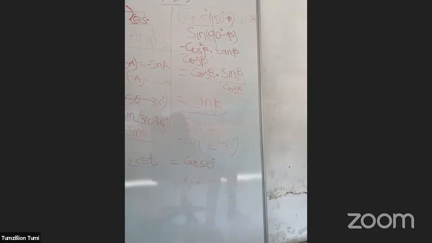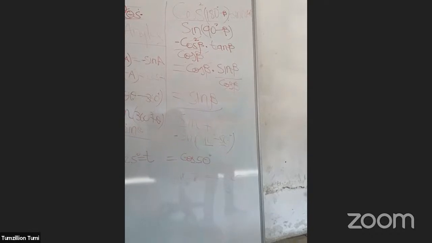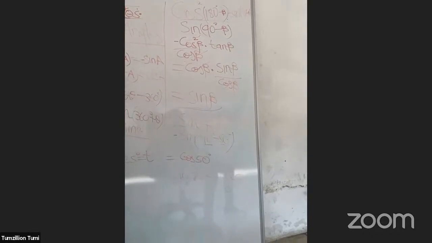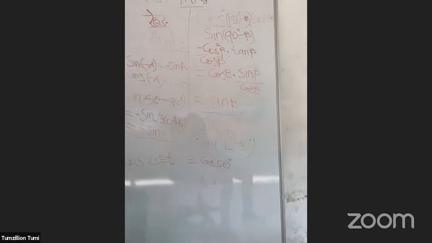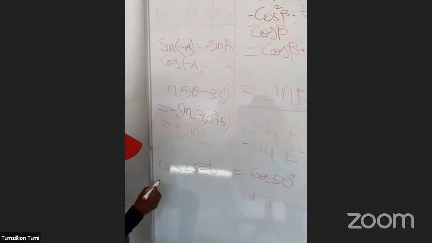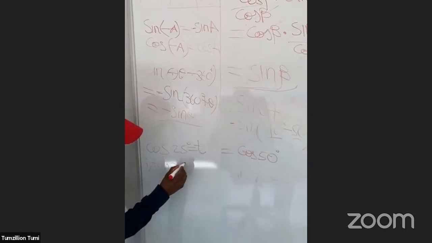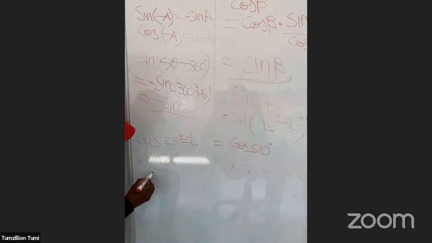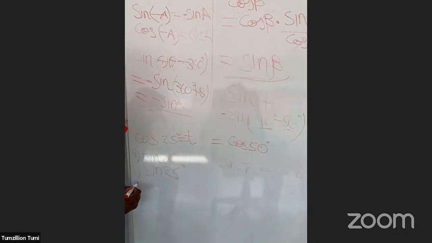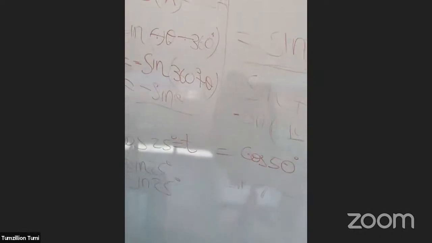Imagine question number 3, mathematics paper 2, and this is the first question. They say if cos 25 is equal to t, determine the following in terms of t. Number A, determine tangent of 25 degrees. Number B, determine sine of 25 degrees. Number C, determine sine 65 and then sine 245.